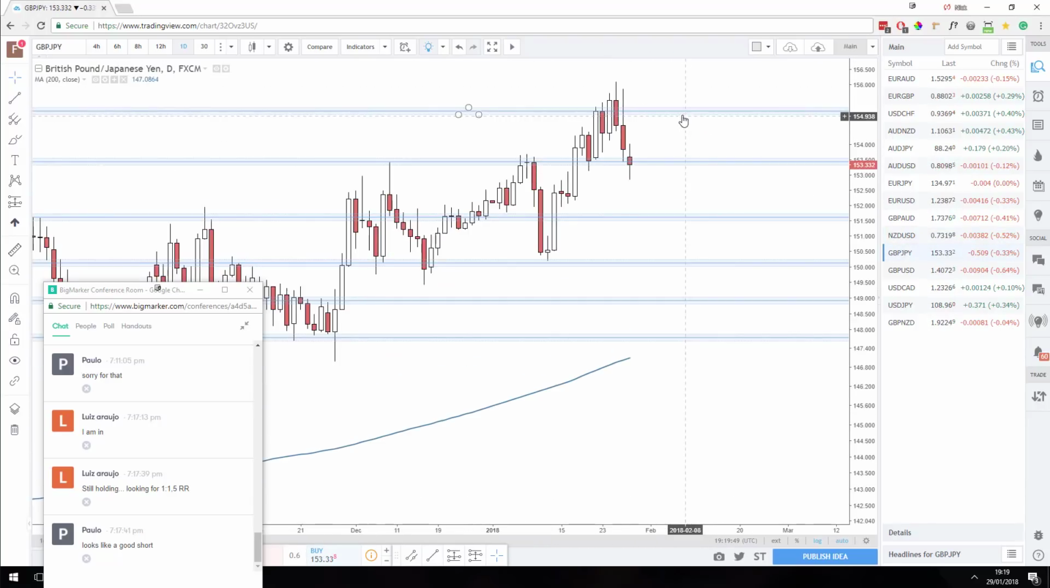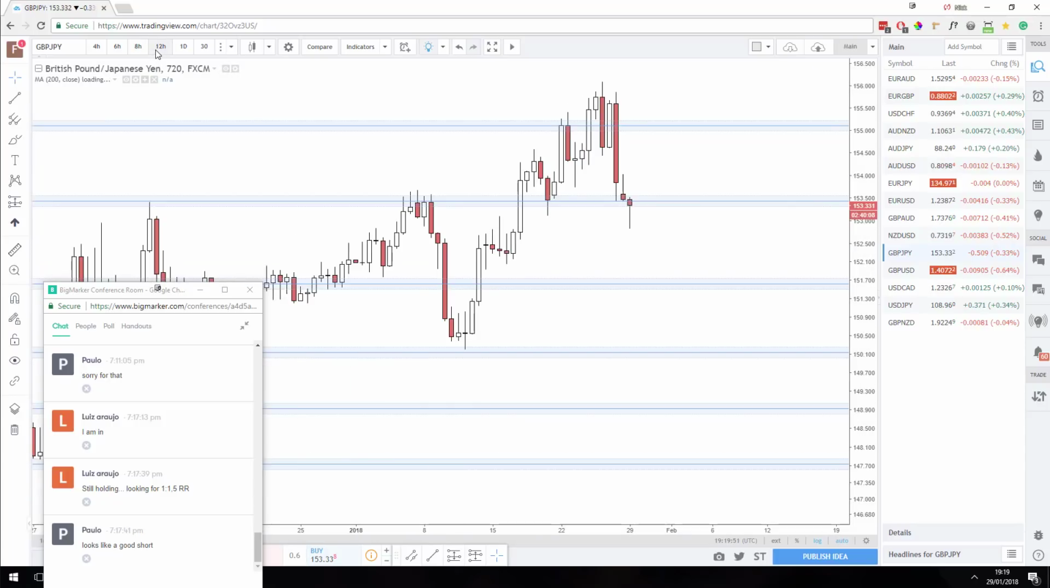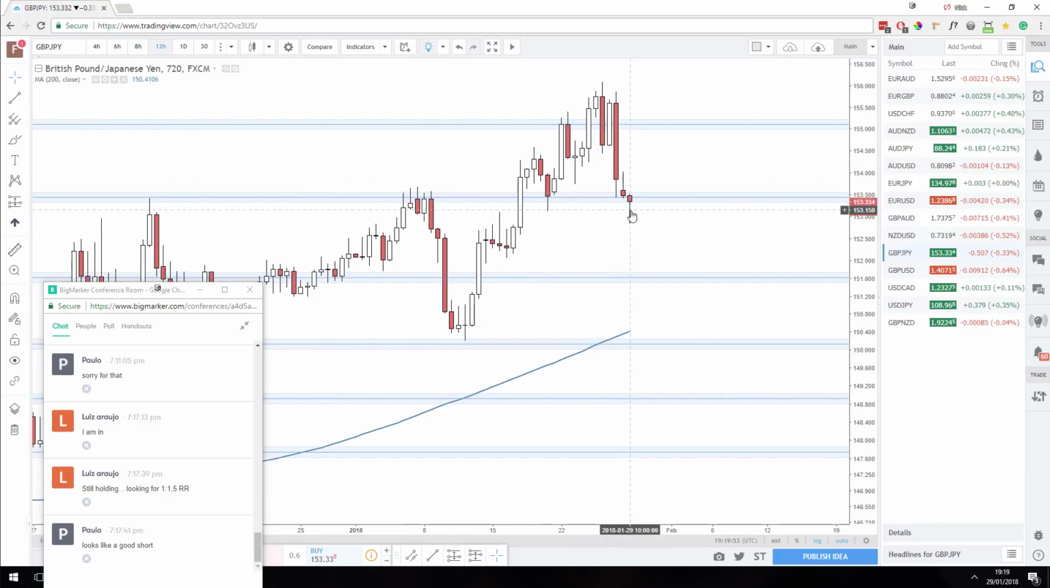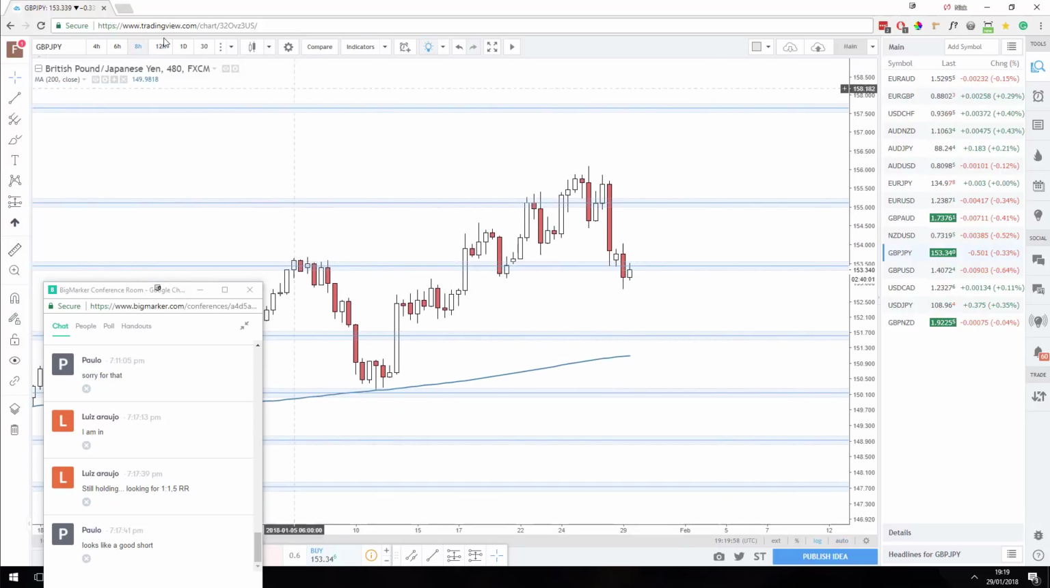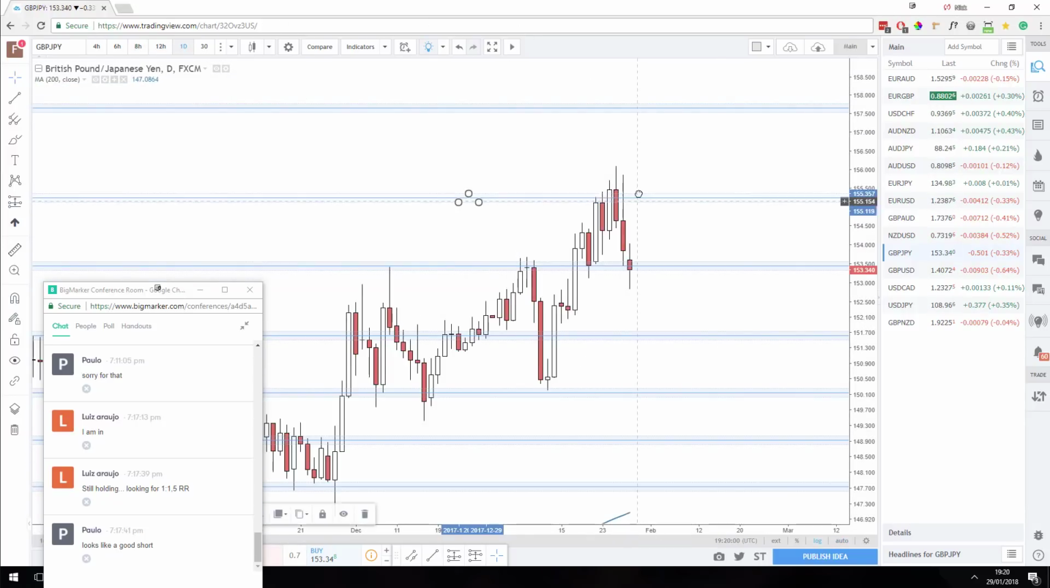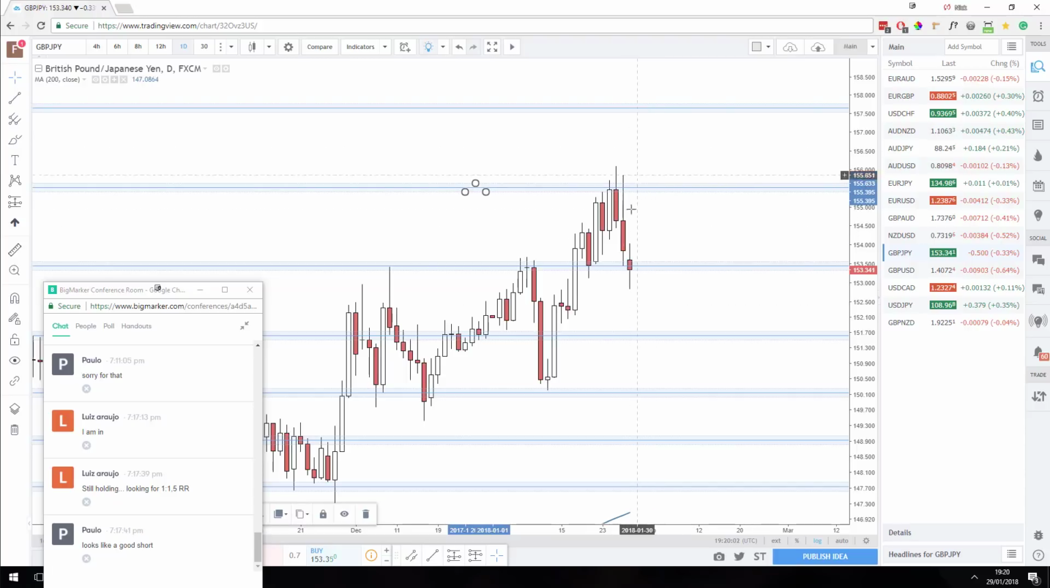Anyway, GBPJPY. Solid indecision forming on top of this support area. It's a nice strong support area. I'm going to move this resistance area up to here a little bit, adjust it to the most recent bounce.